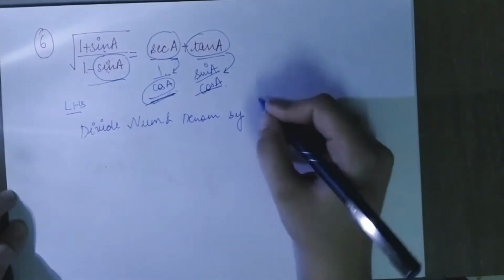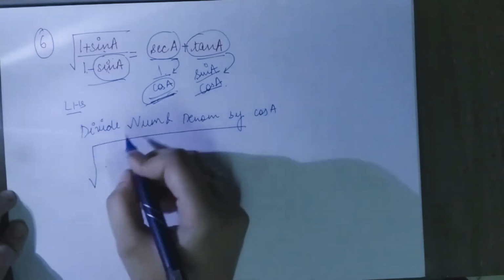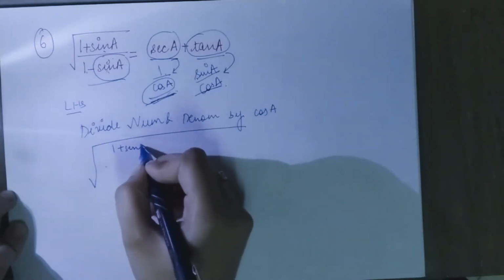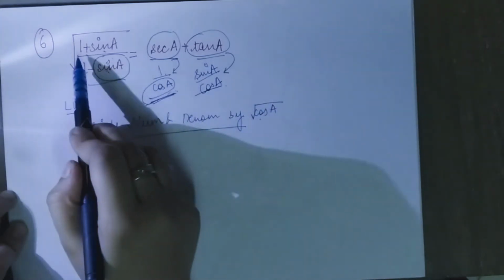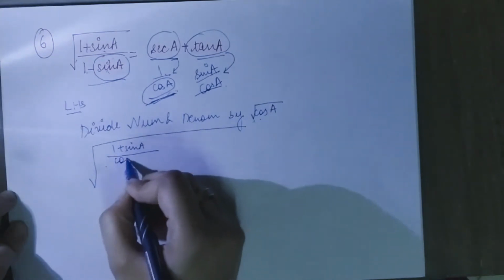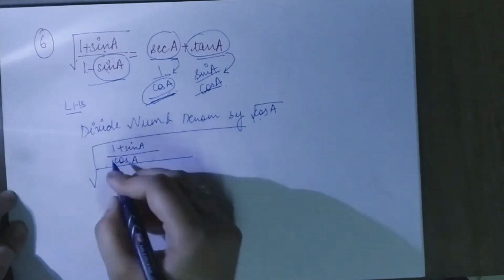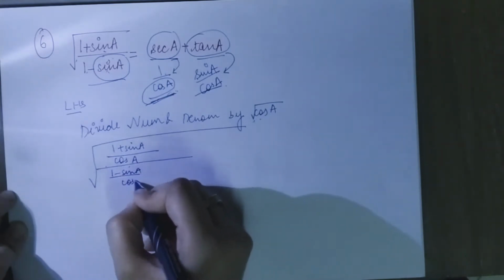Denominator by what? Cos of A. So what we will get is, under the root, 1 plus sin of A divided by cos of A, over 1 minus sin of A divided by cos of A. When I am saying cos of A here, it means under root cos of A, because we are taking the cos inside.